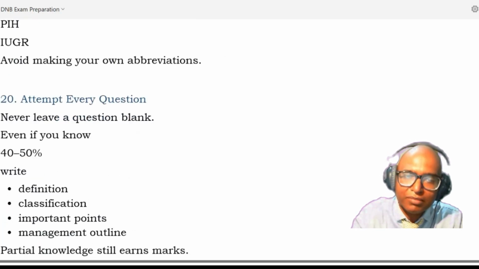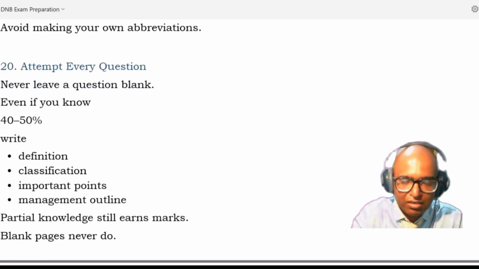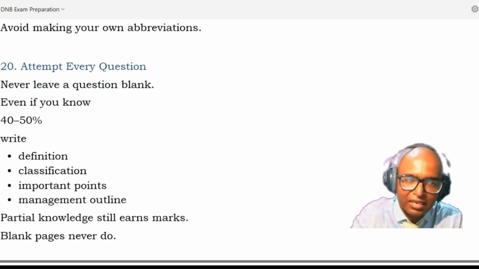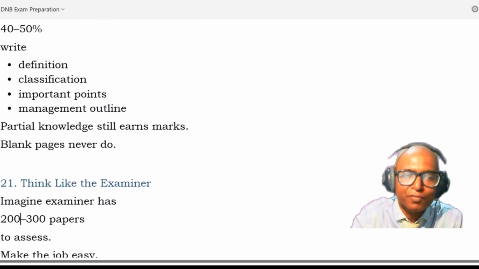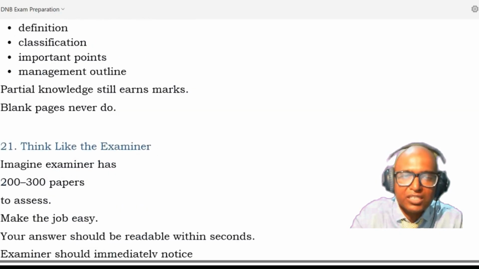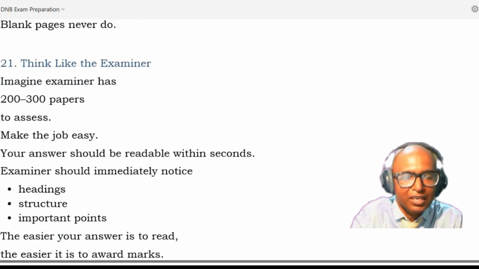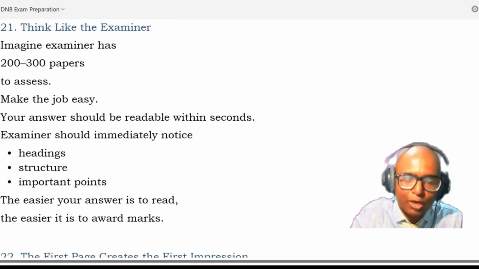You should attempt each and every question. If a question is optional, you need not attempt it, but write all questions which are mandatory. Never leave a question blank. Even if you know 40 to 50%, the right definition, classification, important points, whatever you know pertaining to that, write it. Partial knowledge will fetch you some marks, but blank pages will not fetch you any mark. And always think like an examiner, because the examiner has to assess 30, 40, 50 or 100 papers at a time. So if you have written it well, his job becomes very easy.